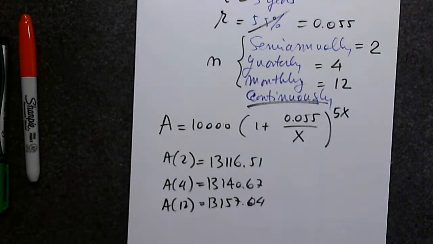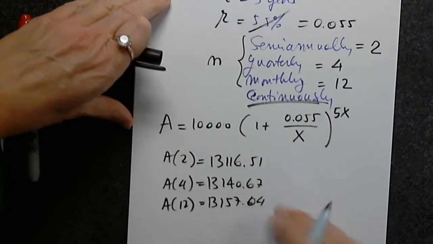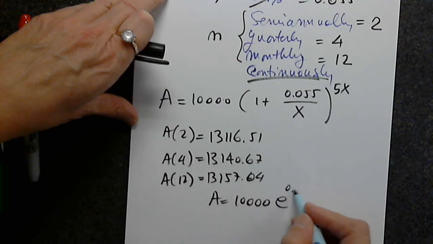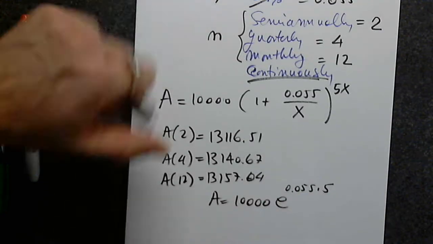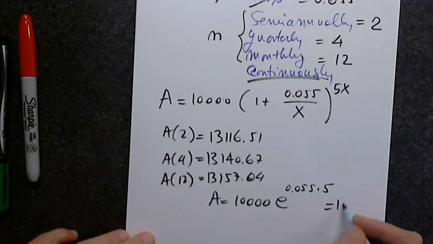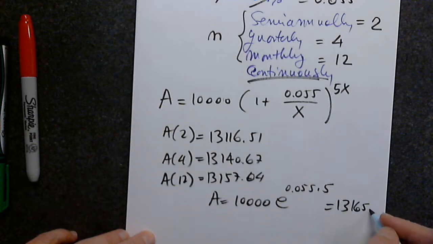Now the other one, the interest compounded continuously, will be A equals 10,000 e to the rt, 0.055 times 5. This is what we are going to put in the graphing calculator. Let's do it. And there is no need for the table this time. You can clear everything. So 10,000 e, in parentheses 0.055 multiplied by 5 and close the parentheses. Of course, this will give us the largest amount, 13165.31.